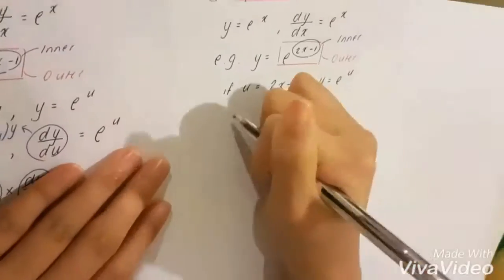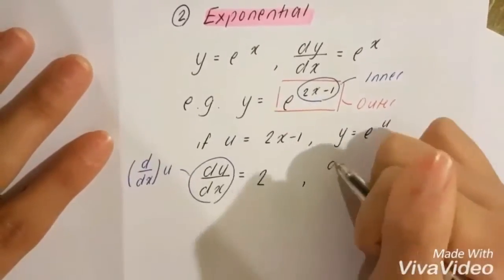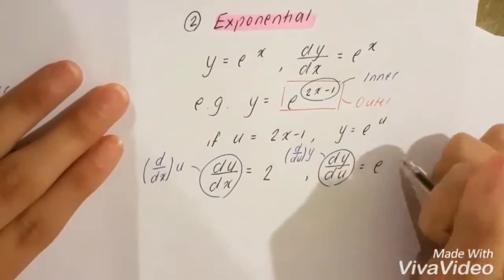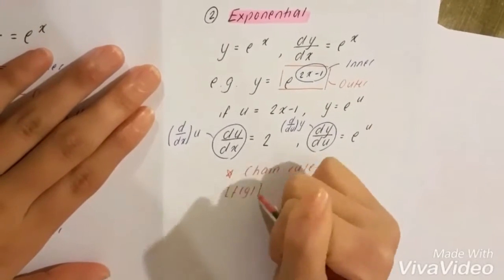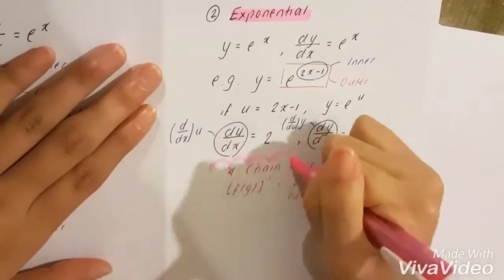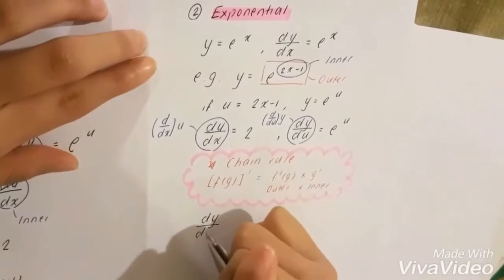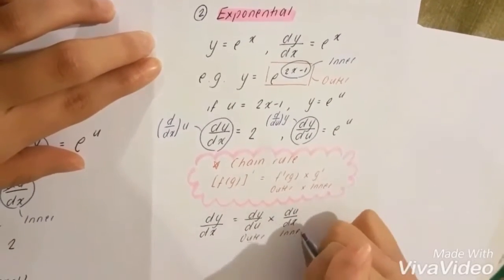So if we set the inner function 2x minus 1 was u, the outer function y can be written as e to the power of u. Like before, now we can work out the derivative of the inner function u in terms of x and the derivative of the outer function y in terms of u. So we can now use the chain rule to work out the derivative of the whole function. And always remember to substitute in the real values of u to get the final answer.